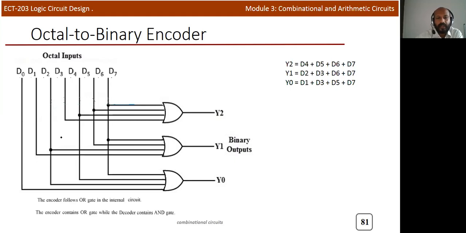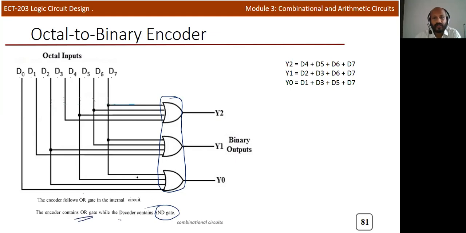And one more thing you can note down here: the encoder circuit follows an OR gate combination. So at the output side, you can see the OR gate. And if you verify, the decoder circuit is actually an AND circuit. So the encoder contains OR gates while the decoder contains AND circuits.